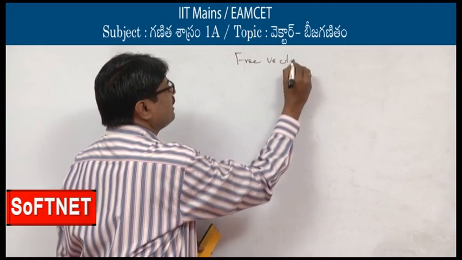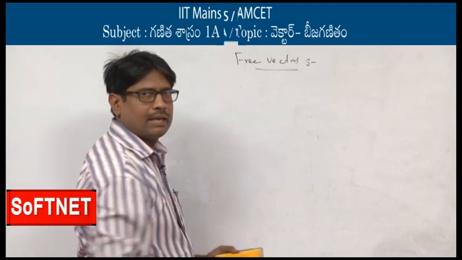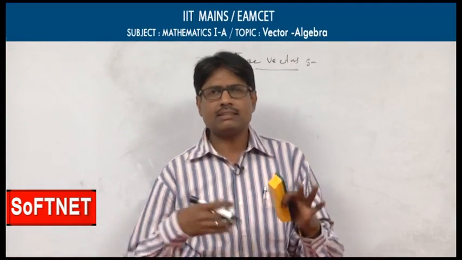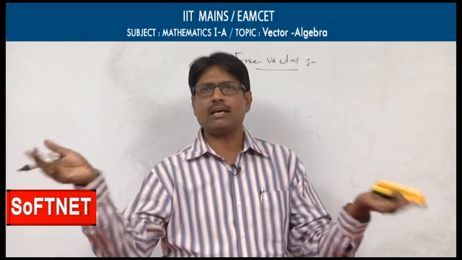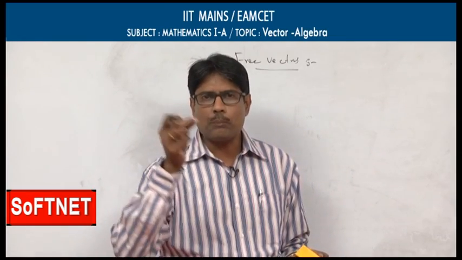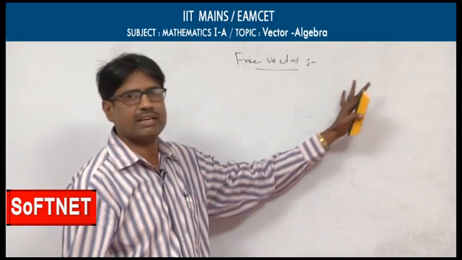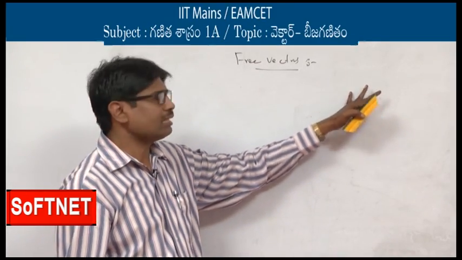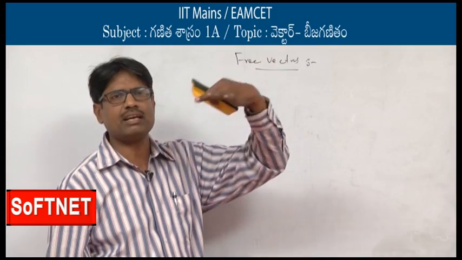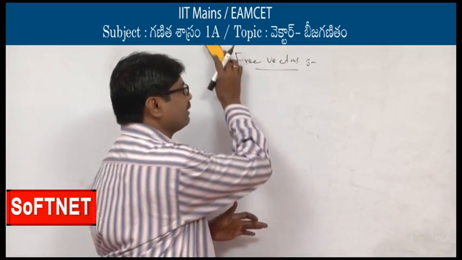Free vectors, as the name itself suggests. In space, there are some vectors whose initial and terminal points are not defined and there is no position connected. They are called free vectors. Free vectors have initial and terminal points not defined; they are somewhere in the space.